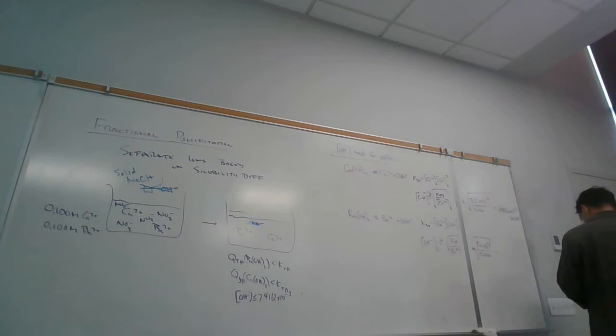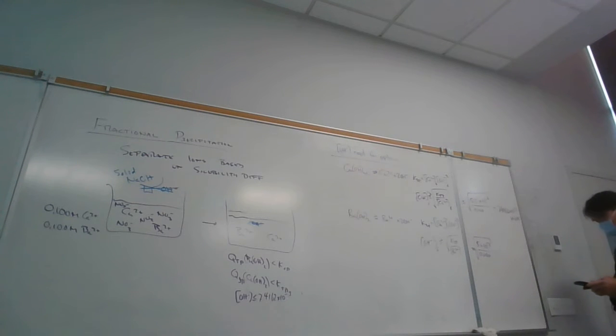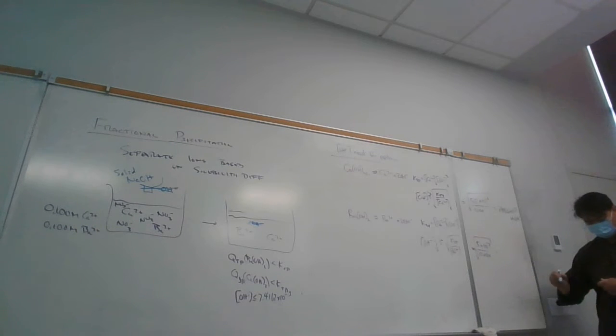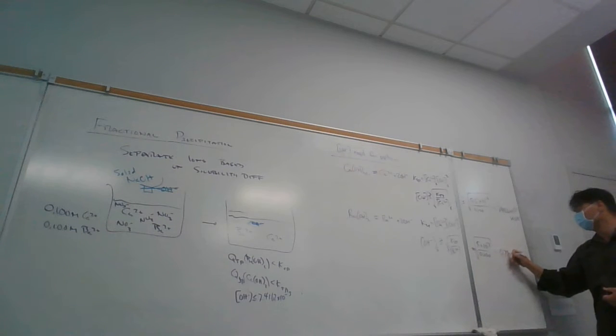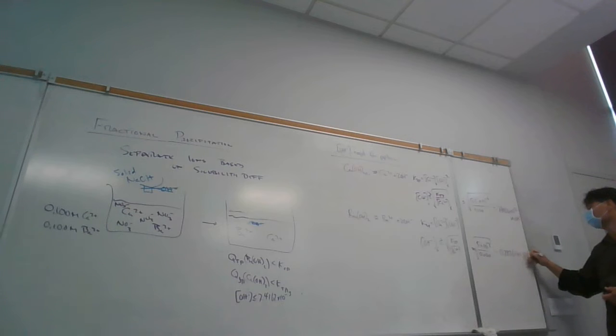So we go 5 times 10 to the minus 3 divided by 0.1, and then take the square root of that answer. And it comes out to 0.22361 molar hydroxide.